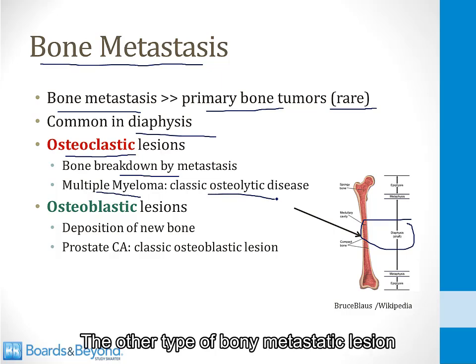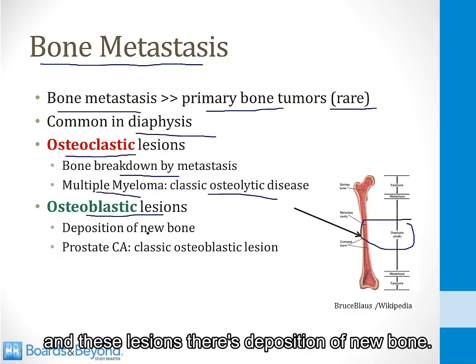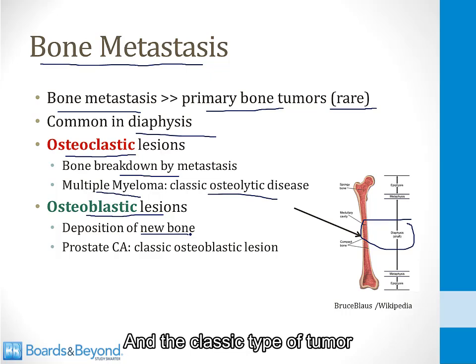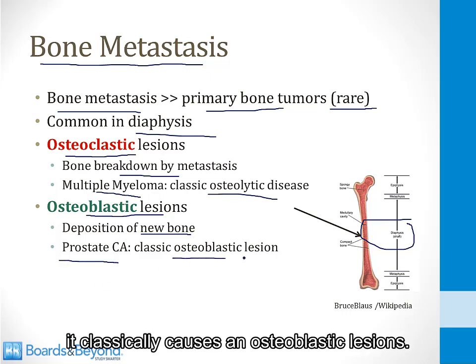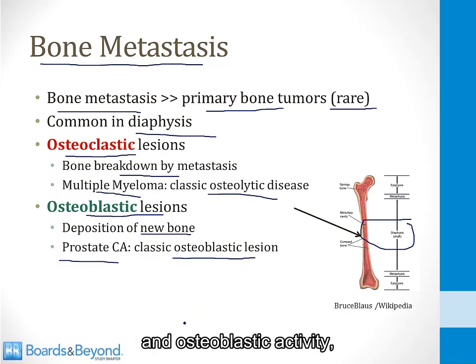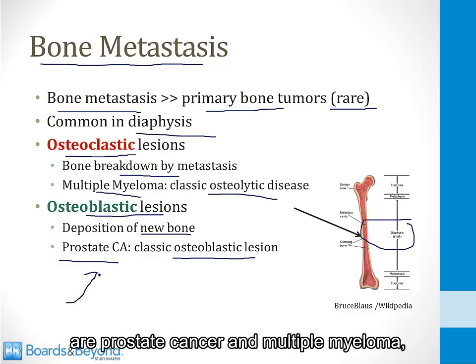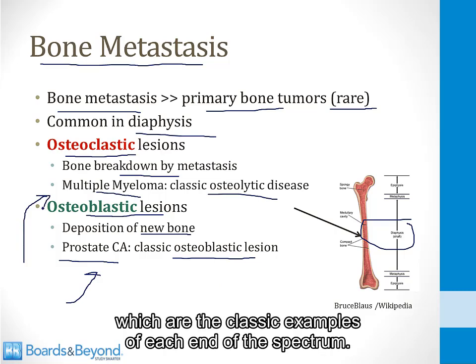The other type of bony metastatic lesion is an osteoblastic lesion. In these lesions, there's deposition of new bone. And the classic type of tumor that does this is prostate cancer. It classically causes an osteoblastic lesion. Most tumor types cause a mix of osteoclastic and osteoblastic activity. The two you should know for sure for your boards are prostate cancer and multiple myeloma, which are the classic examples of each end of the spectrum.